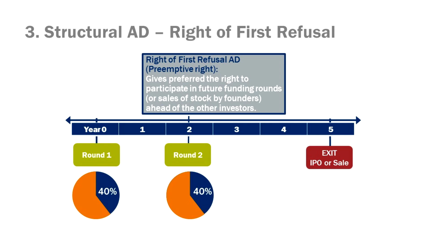Another form of non-price-based anti-dilution is the right of first refusal, also called a preemptive right or a right to participate. This provision gives the preferred shareholders the right to participate in future funding rounds ahead of other investors. It typically allows them to purchase up to their pro rata share in the next round, meaning if they held 40% of the Series A round, they are entitled to buy up to 40% of a Series B round.